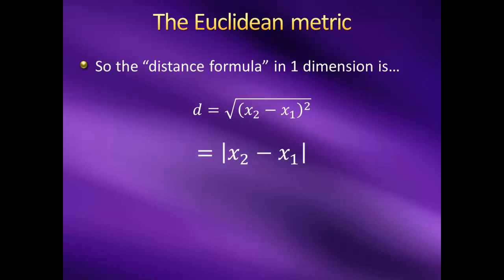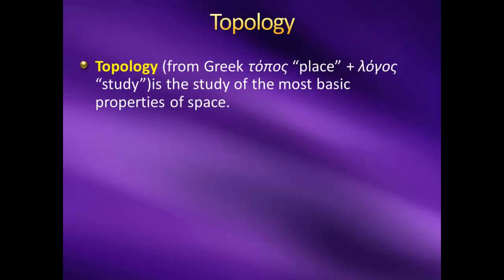With the notion of a metric now in our arsenal, we're going to start to explore what's known as the topology of the real numbers. Topology comes from the Greek topos and logos, meaning place and study. It's basically the study of the most basic properties of space. As a field of mathematics, topology is somewhat more recent than many of the topics that we've been covering, having had most of its developments in the latter half of the 20th century.